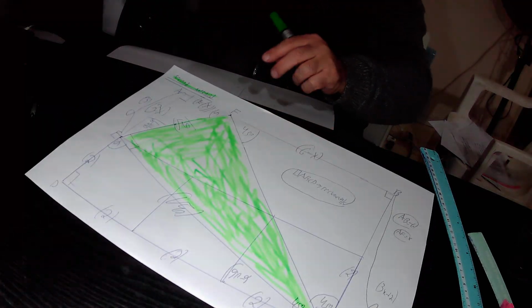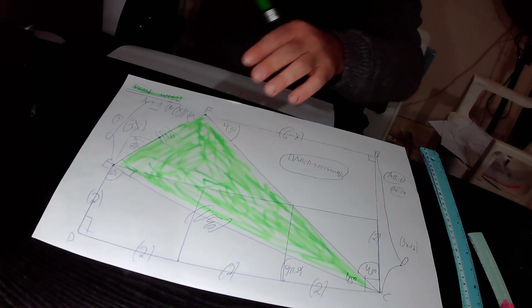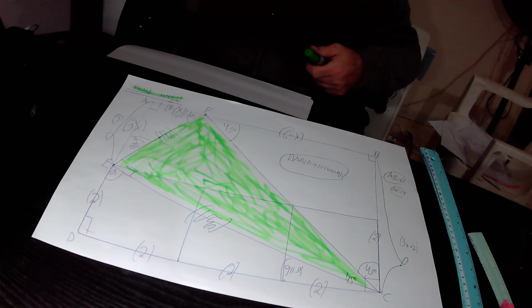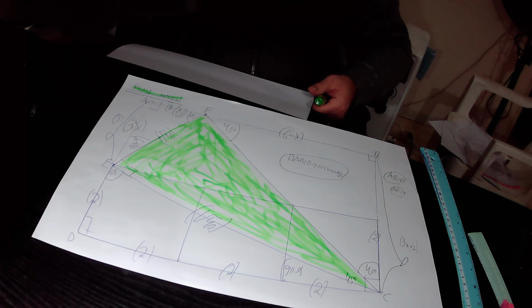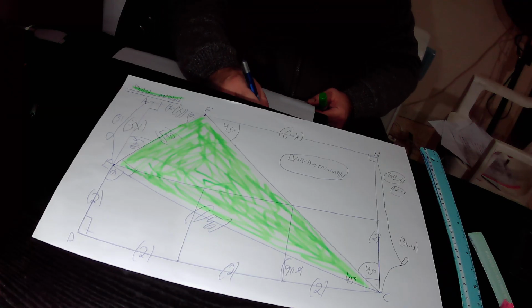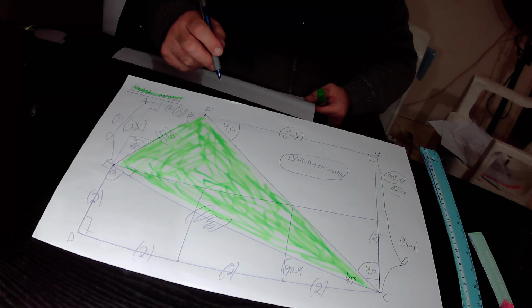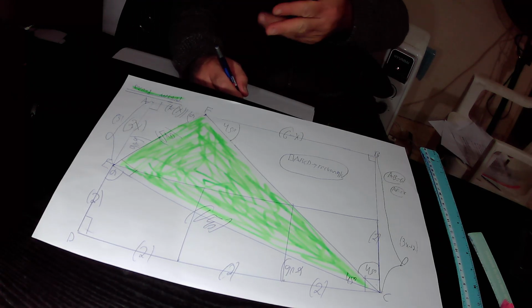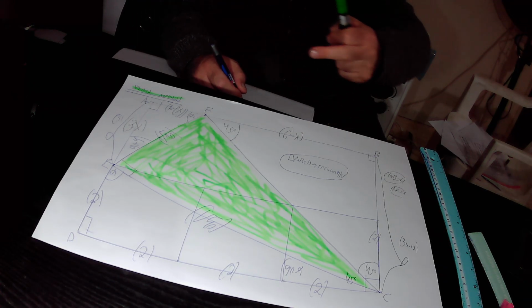Our task is to find out the area of this green shape. So what is the area of the green shape? The green shape is the green right triangle FEC. So actually our task is to find out the area of this green right triangle FEC.